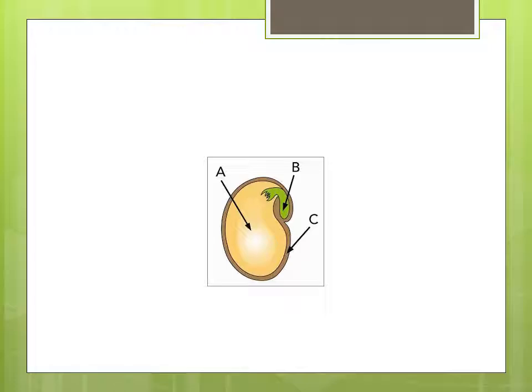Let's look at the arrow on the left. A, what is it? It's pointing to the big mass inside. It's the seed leaf. It stores the food for the growing plant. And what is B? B is the embryo, the most important part of the seed from where it starts, the baby plant starts to grow.